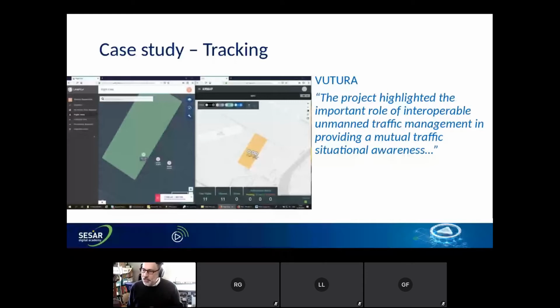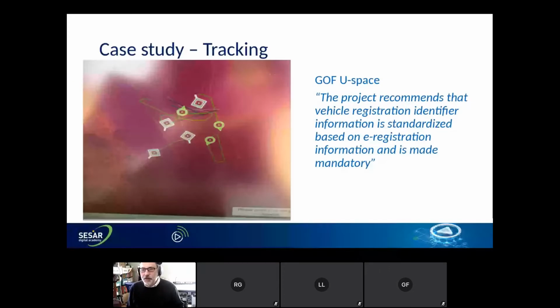And here you see two pictures from two different U-space service providers' systems. These pictures were taken at slightly different times, which is why the dots don't quite line up. But they clearly show that they are able to exchange track information and create the same situational awareness. And the project, again, focused on the exchange, dissemination of track information between the U-space service providers as being a crucial element in safety.